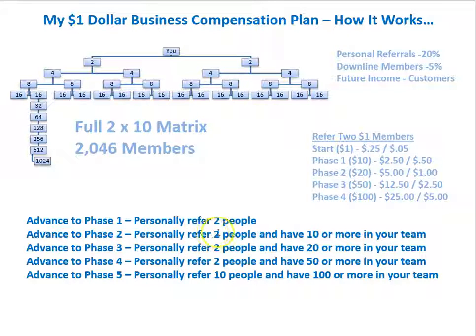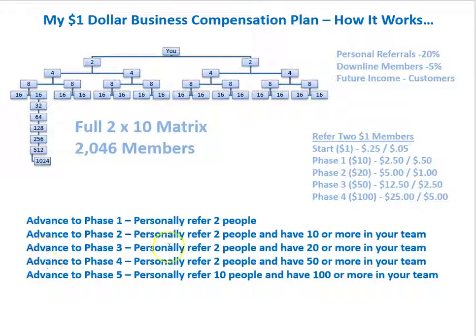But if it takes a snapshot the next week and you have 2 active personally referred members and 10 or more people in your downline, it's going to move you into phase 2. This is the $20 level. Then the very next week, when it takes the snapshot and you still have 2 or more active personally referred members, and 20 or more in your total team, not people that you necessarily sponsor yourself, it's going to move you into phase 3, which is the $50 level.